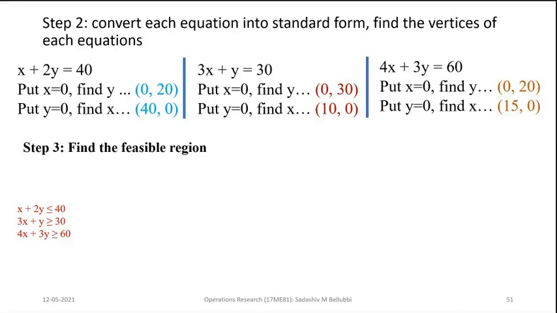The first equation is x plus 2y equals 40. First put x equal to 0 and get the value of y. In line 1, if you put x equal to 0, the value of y is 20. If you put y equal to 0, the value of x is 40.